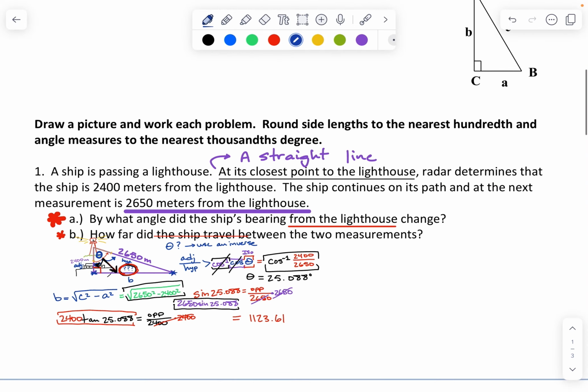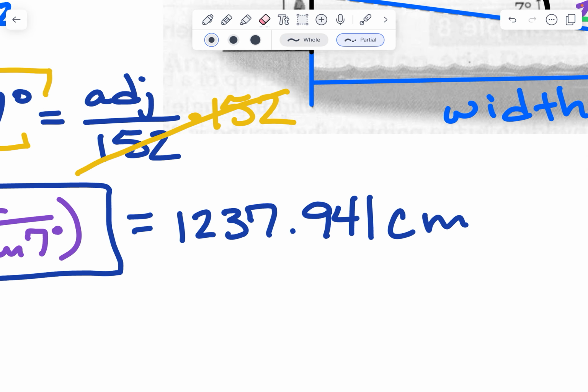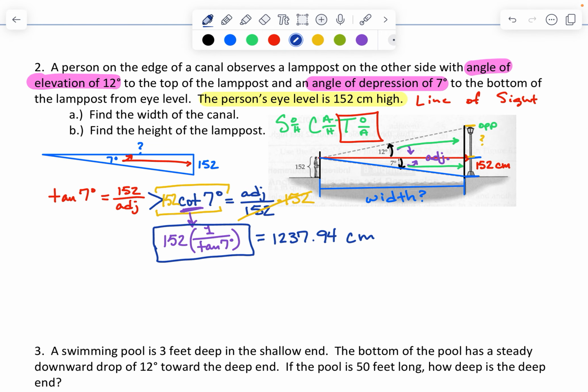Now the instructions say round the side lengths to the nearest hundredth. So since that is a 1, we can get rid of that guy. And that's our adjacent side. Now, how does that help us? That helps us because now in our image for our second triangle, the 12-degree triangle, I now have an angle and a side. And I need to know the opposite.